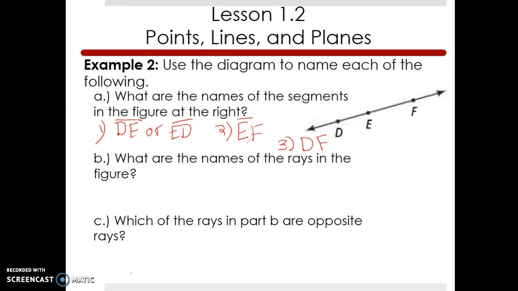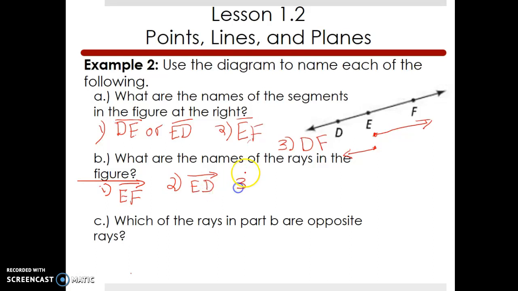So what are the names of the rays in the figure? So remember, rays, you have an endpoint and the direction it's going in. So the first one is ray EF. Again, endpoint goes first, direction goes second. In this one, you cannot switch. You cannot say FE, it is EF. The second one, I'm going to say, is that way. So it's starting, or ending at E and going towards D.